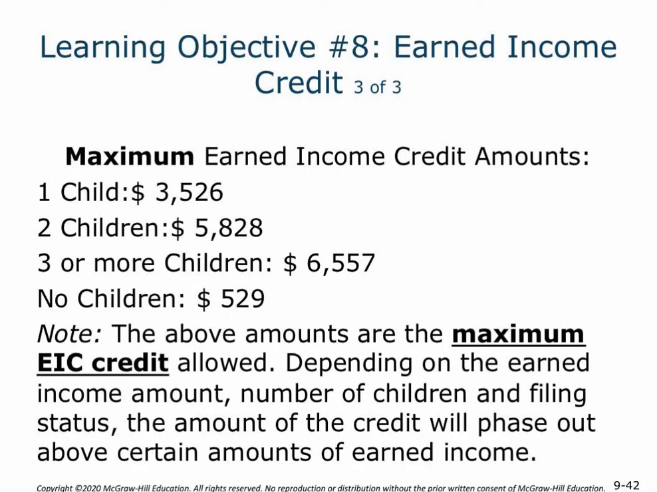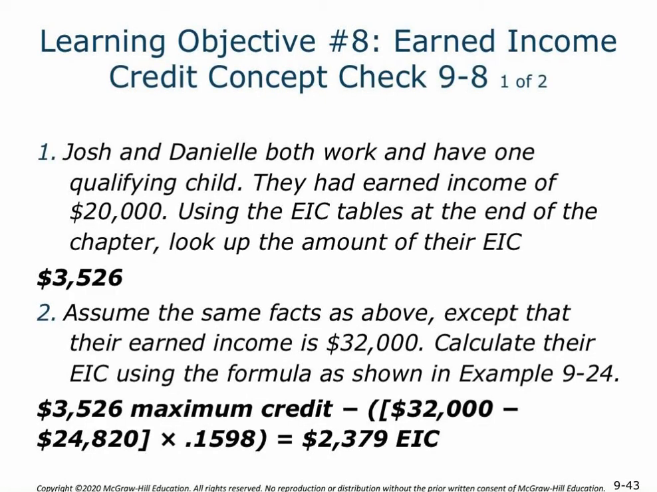So the maximum earned income credit amounts here are: if you have one child, $3,526. If you have two children, $5,828. Three or more children, $6,557. If no children, you're still going to have a maximum earned income credit of $529. So the above amounts are the maximum earned income credit allowed. And then depending on earned income amounts, number of children and filing status, the amount will get phased out above those certain amounts.